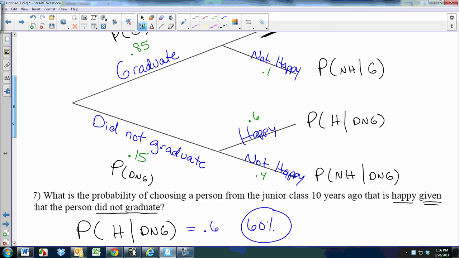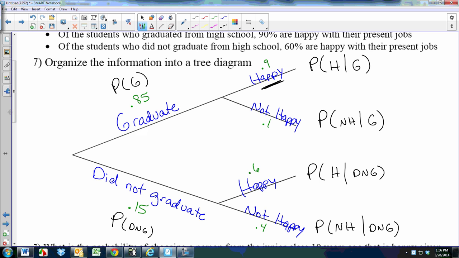All right, we are trying to find the probability of a graduate, and they're happy. Well, what's the probability of getting a graduate in the first place? 85%, the 0.85. Once you've established that probability, what's the probability that you get a happy person out of that group? 90. So it's 0.85 times 0.9.